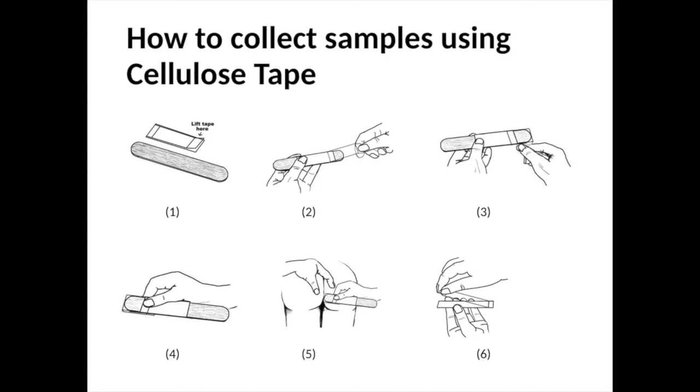This is to show you how to collect samples using the adhesive tape. In this case, the adhesive tape should be prepared and pressed on the perianal region of the patient and then fixed on the slide. Collecting these samples is very easy, but again, it should be carried out before the patient goes to the bathroom.